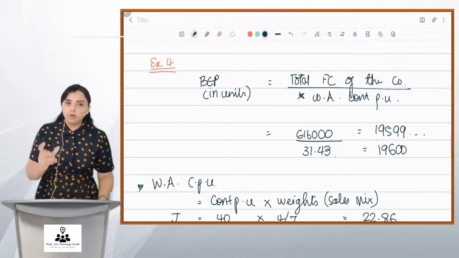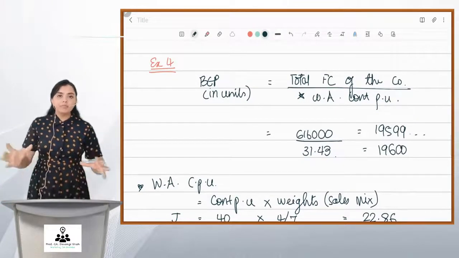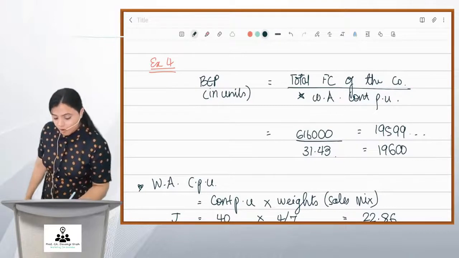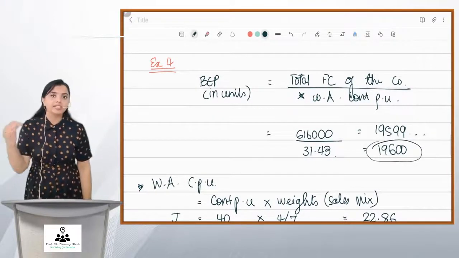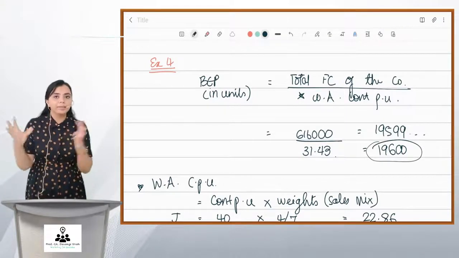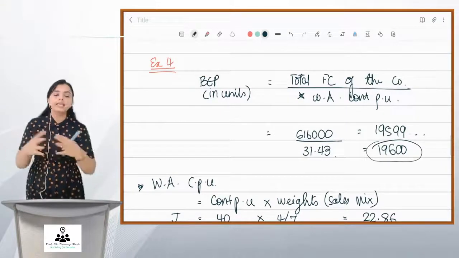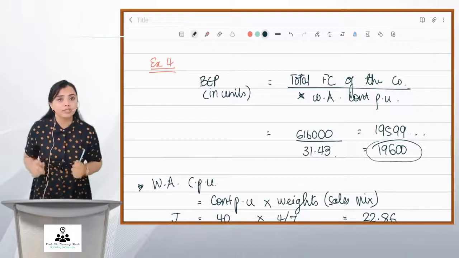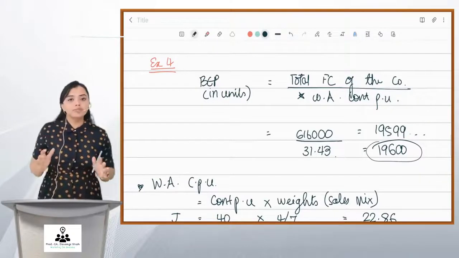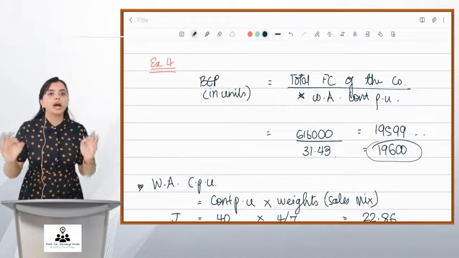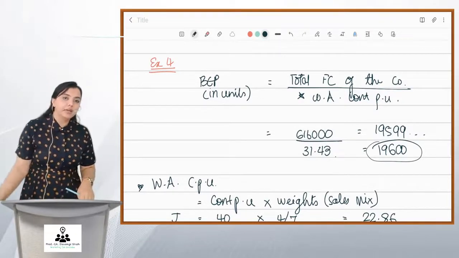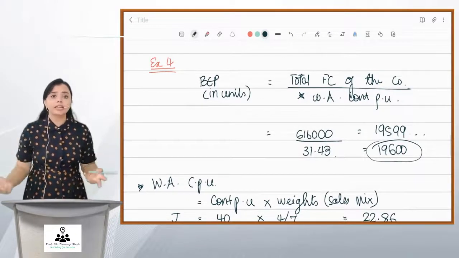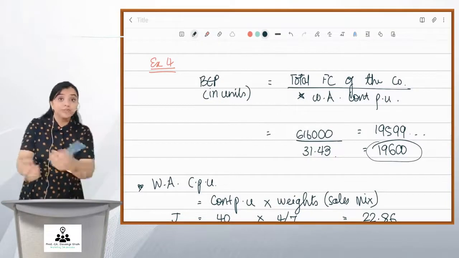Okay, so what does this mean? Arnav Limited, the company has to sell overall 19,600. Arnav Limited company ko total 19,600 bechna hoga. Dono J or K milakar, the company in totality has to sell 19,600 units. Okay, tab jaakar company ka break even hoga. Okay, when the company sells this 19,600, it will break even. But the point is, company will sell 19,600, but how much of J, how much of K out of this?